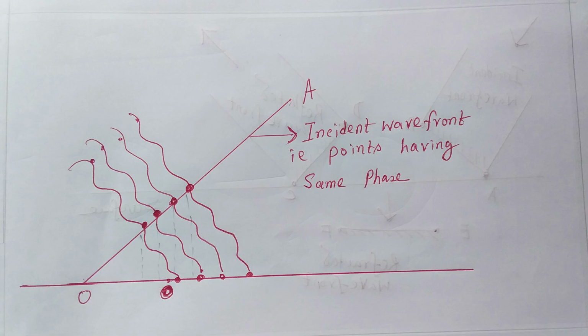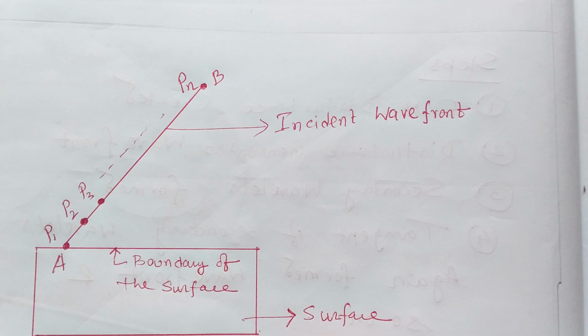Now, the incident wavefront will look like the following figure. Since light is coming from far away, the line OA is a kind of plane wavefront. Now we take a surface. The incident wavefront will strike on the surface. This incident wavefront strikes the boundary of the surface.